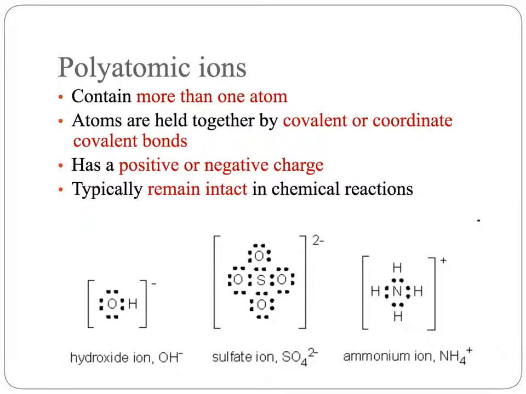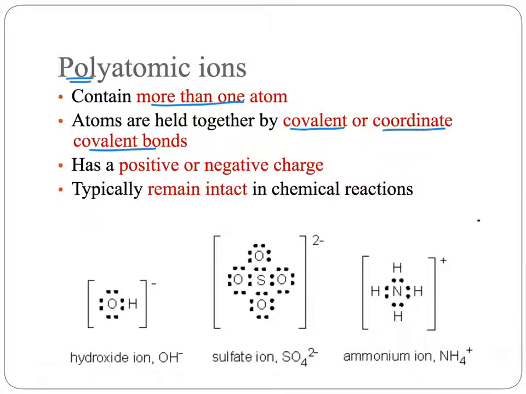Polyatomic ions contain more than one atom. You can actually see that in the name with poly as the prefix. And these atoms are held together by covalent or coordinate covalent bonds. If you remember a covalent bond, you have a shared electron pair and one electron is contributed by each atom that is part of that bond, whereas in a coordinate covalent bond, both electrons are provided by the same atom, but both atoms in the bond have access to them.